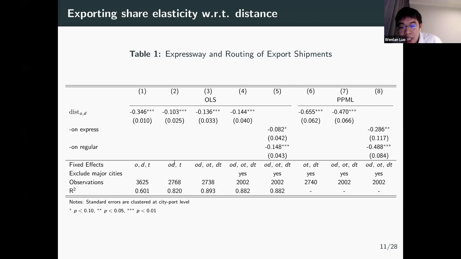And we see that after controlling for the pair fixed effect, the coefficient reduces a lot, and we can control more, the port and city time fixed effect, or exclude major cities, and all the coefficients do not change much, and which are all significantly smaller in magnitude compared to the cross sectional coefficient. And here we already see the expressway and regular roads, their elasticity are different, hinting on the different trade cost elasticity of the two types of roads. And for robustness, we use a pseudo Poisson maximum likelihood estimate, which takes care of the zeros in the values.